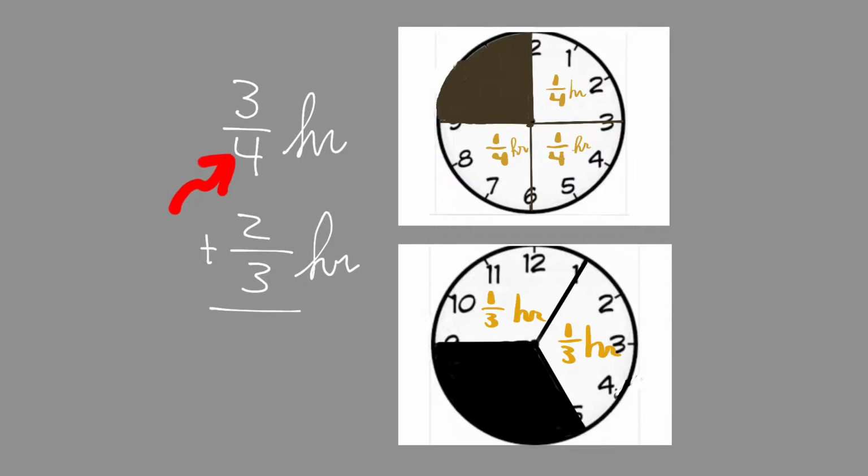What do we do when the items we are counting are not the same?